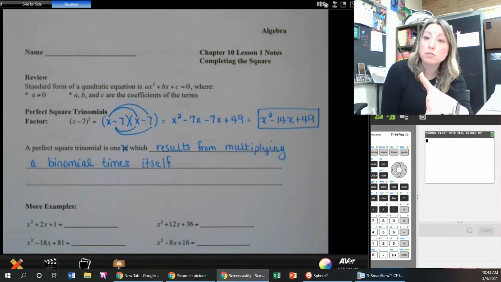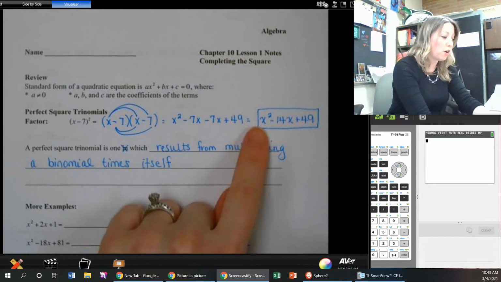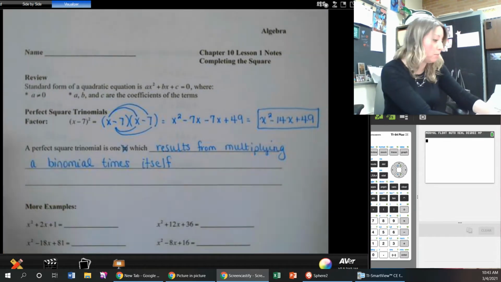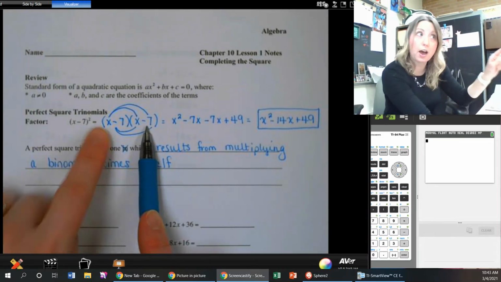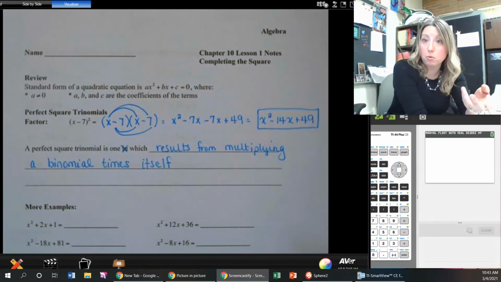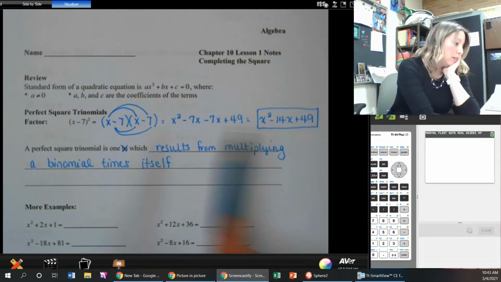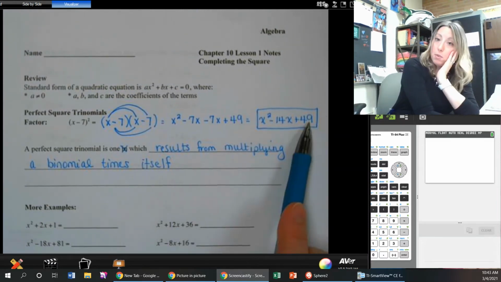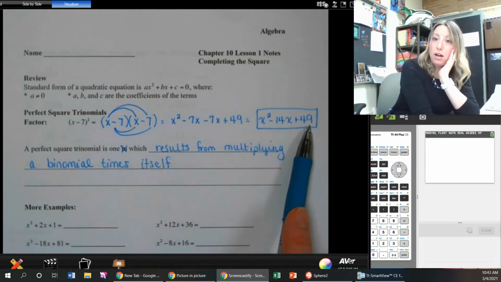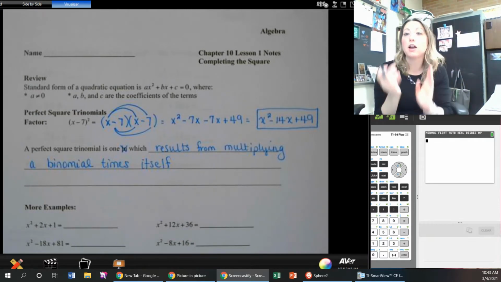Now, as a result of that, there's a couple things that we're going to know. The front number and the end number are going to be perfect squares, because they're going to be multiplied by themselves when we FOIL. The F and the L in FOIL, that's what's going to happen. Another thing that we're going to know, this end number is always going to be positive, because a negative times a negative is going to give me a positive number out here, and a positive times a positive would give me a positive number out here. Okay, so those are things that we can go into this knowing.